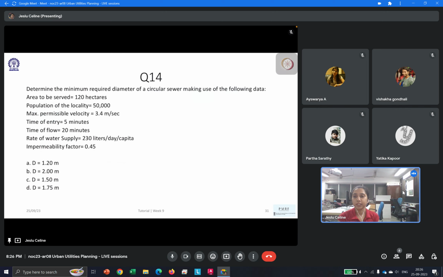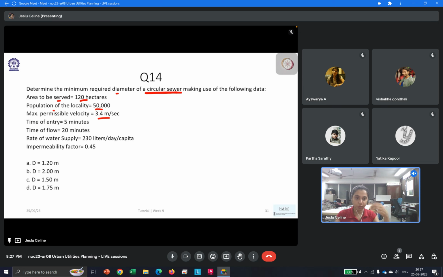Now question 14. Determine the minimum required diameter of a circular sewer making use of the following data. Area to be served. Okay, so this is a calculation. What we have to find is we have to design a circular sewer and we have been given the area to be served is 120 hectares, population 50,000, permissible velocity is also given as 3.4.